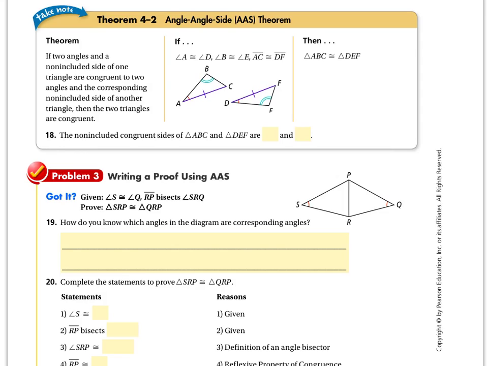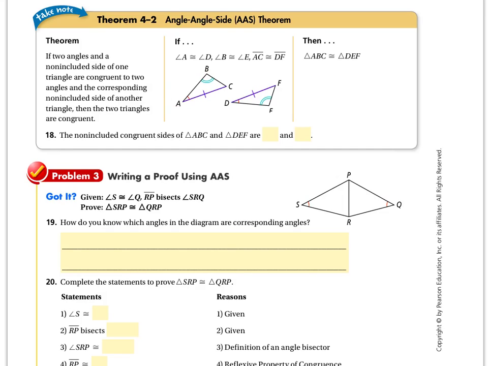Now let's discuss another theorem, 4.2, the angle-angle-side theorem. This theorem tells us that if two angles and a non-included side of one triangle are congruent to two angles and the corresponding non-included side of another triangle, then the two triangles are congruent. So basically what they're telling you is, if you have two congruent angles and a non-included side, that tells us that these two triangles are congruent by the angle-angle-side theorem.